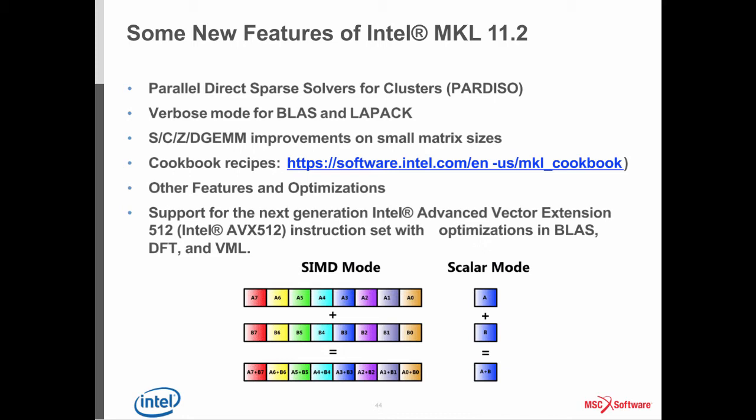If you work with MKL a lot and you want to know particular features about that, you can activate a verbose mode inside of BLAS or LAPACK. We've also improved our small matrix size performance for single complex, double precision complex, and double precision GEMM operation. Our website is improving, and we have some cookbook recipes for different types of MKL features and optimizations.